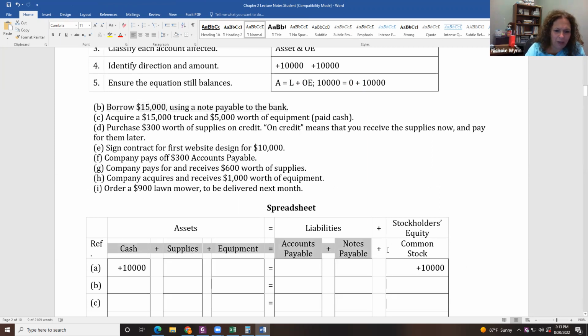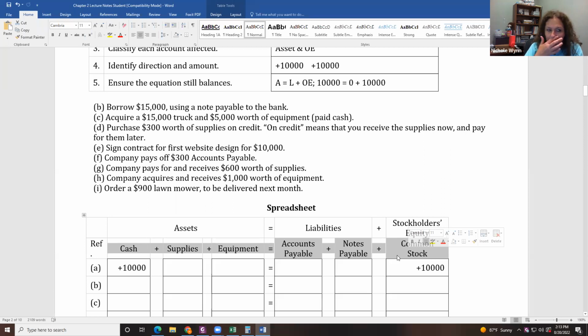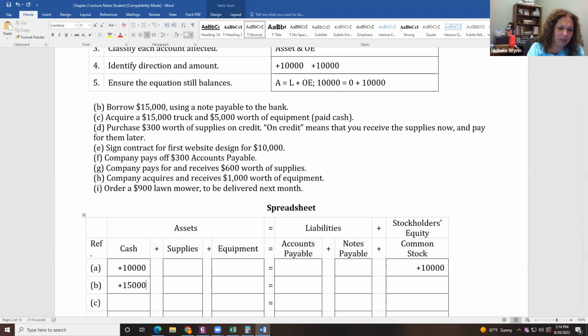We need to look at the accounts available to us: cash, supplies, equipment, accounts payable, notes payable, and common stock. We have to figure out where to put that 15,000, and we need to put it in two places. We're going to receive 15,000, but we have to pay it back, so that will be a notes payable. So we do plus 15,000 here for cash, and plus 15,000 here for notes payable.